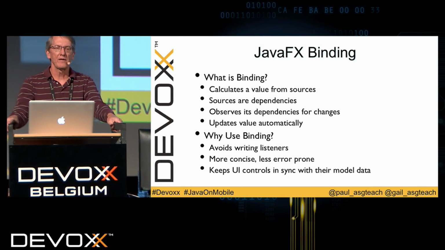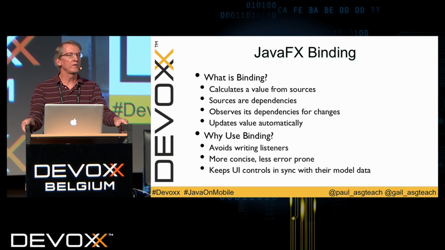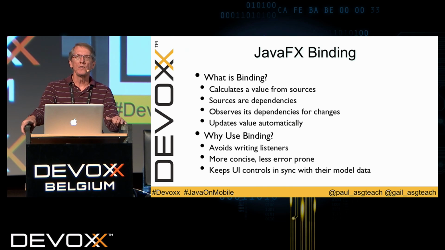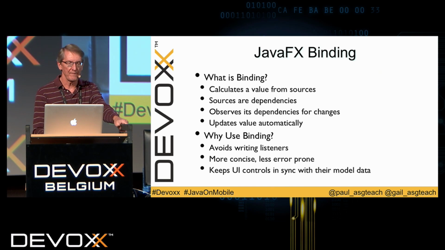And the next thing we want to talk about is JavaFX Binding. Very powerful technique to use in UI and animation type contexts on your mobile applications. Now, binding calculates a value that depends on what's called one or more sources, and the sources are actually the dependencies of the binding. So what a binding does is it observes its dependencies for any changes that happen and then updates the value automatically for you. Specifically, a binding is an observable value with a list of dependencies that are also observable.